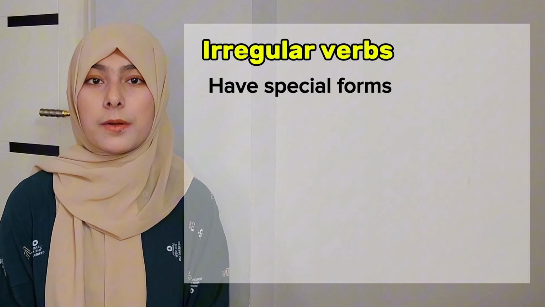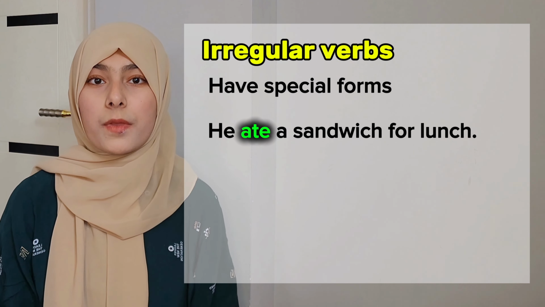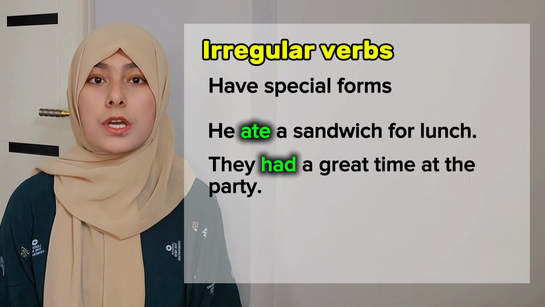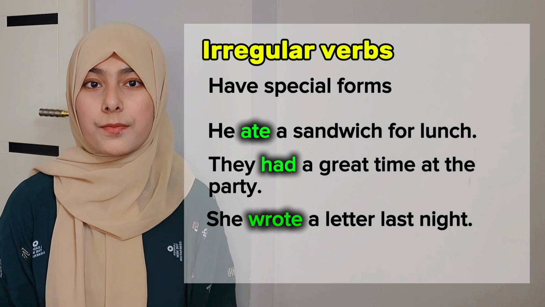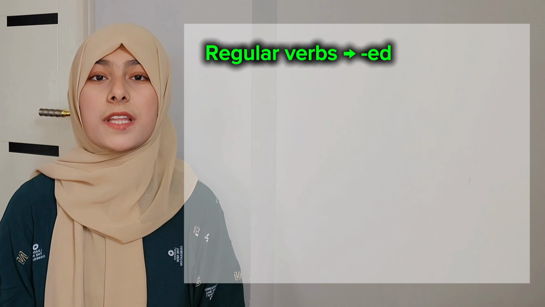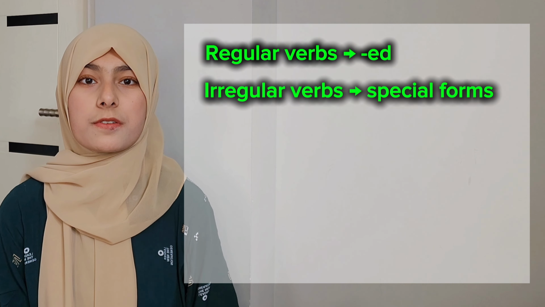For example, he ate a sandwich for lunch, not eat it. They had a great time at the party, not had it. She wrote a letter last night, not write it. We left early, not leaved. So, regular verbs take ed, irregular verbs have special forms. This is very important because if you use the wrong form, your sentence will sound incorrect.